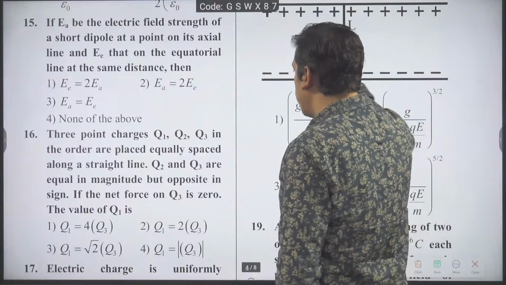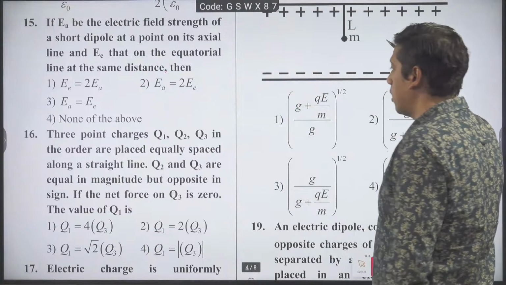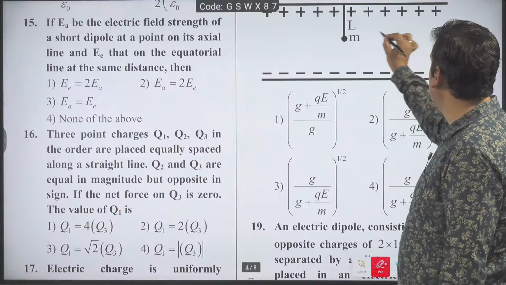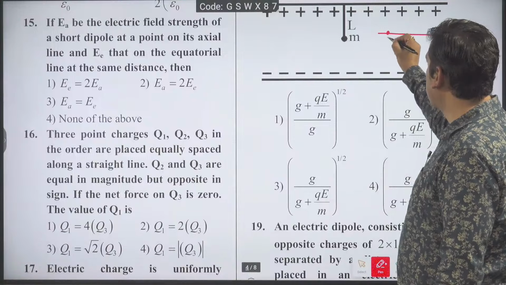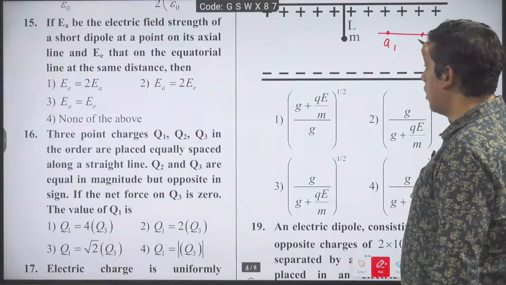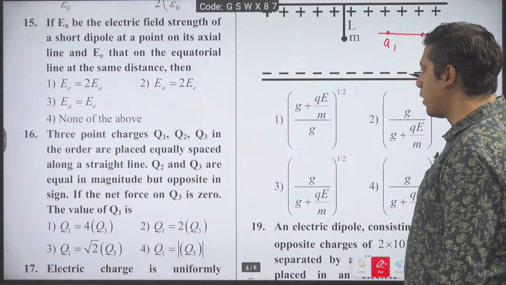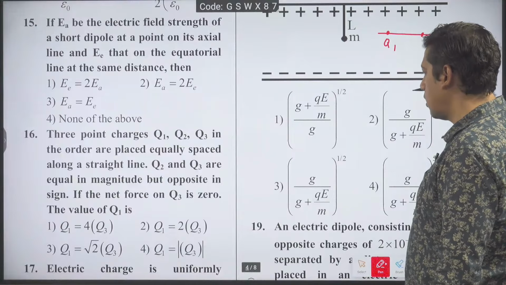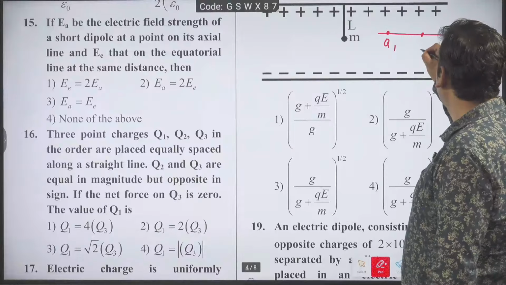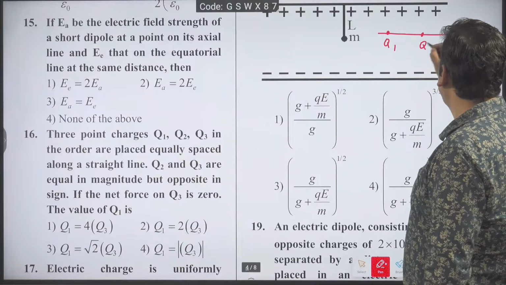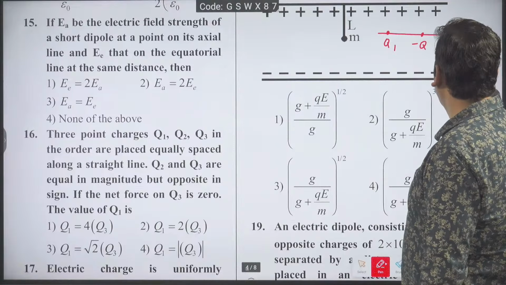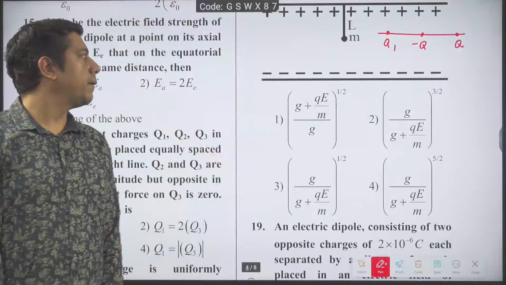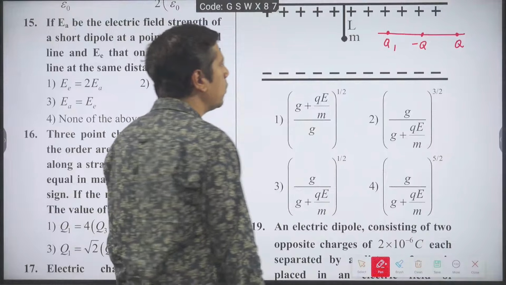Okay, so they are saying Q1, Q2 and Q3 are placed equally spaced along a straight line. So it is like this. This is Q1. Q2 and Q3 are equal in magnitude but opposite in sign. So let's say this is minus Q and this is Q. Q3 is Q and Q2 is minus Q.